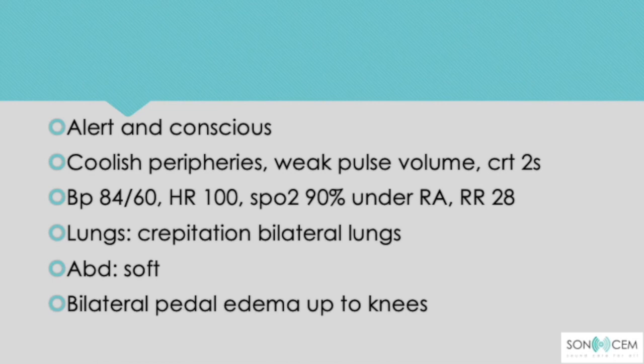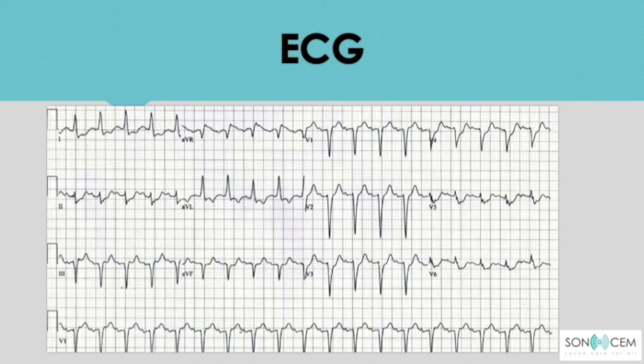What's the clue here? SOB, coolish peripheries, hypotensive, tachycardic, SpO2 90% under room air, crepitations, bilateral pedal edema up to knees. This is the ECG. What can we see from the ECG? Okay, we can see ST elevation at aVR and diffuse ST depression over the other leads.